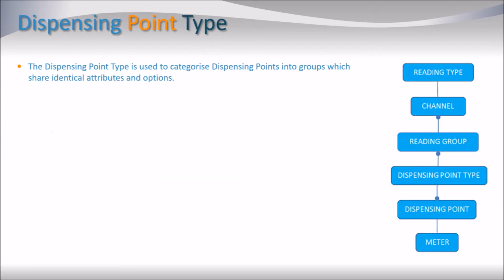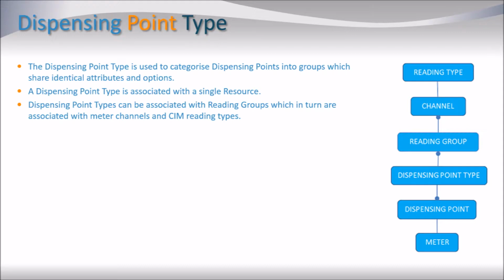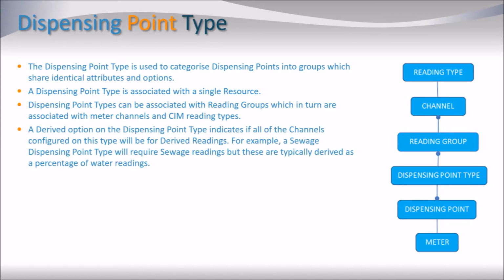The dispensing point type is used to categorize dispensing points into groups which share identical attributes and options. A dispensing point type is associated with a single resource. Dispensing point types can be associated with reading groups, which in turn are associated with meter channels and SIM reading types. A derived option property on the dispensing point type indicates if all of the channels configured on this type will be for derived readings.